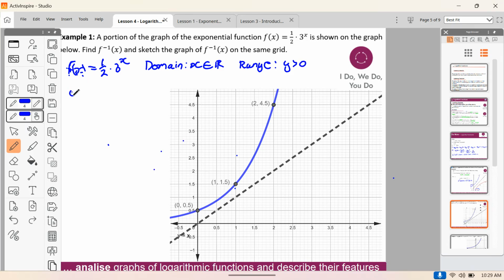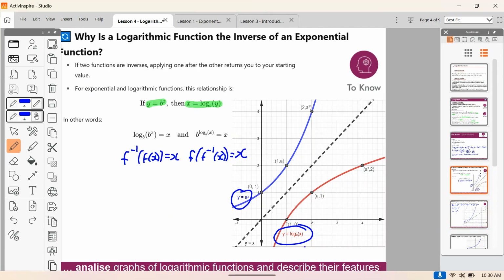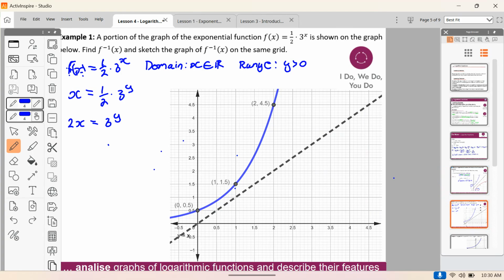So to find the inverse function, we switch the domain and range, and this gives us x equals 1/2 times 3 to the y. This is the inverse relationship at this point. And rearranging to make y the subject, we get 2x is equal to 3 to the y. Apply the definition of the logarithm, and switch from exponential form to logarithmic form.